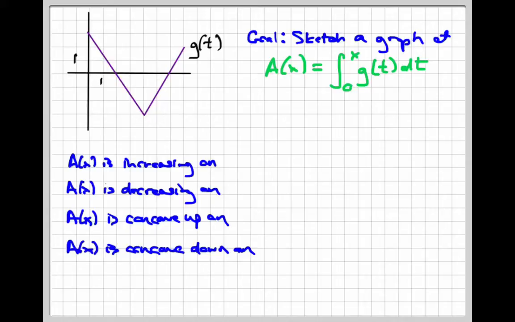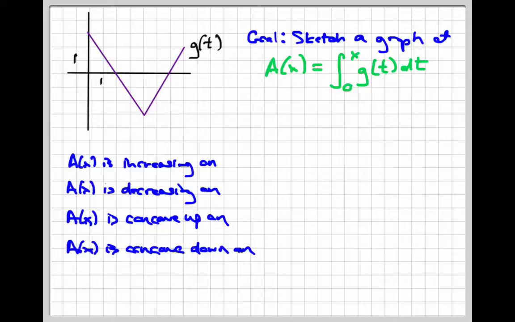The independent variable here is t, and let's assume that the grid that you see underneath this graph is 1 by 1, one unit on a side of each of the squares that you see. So these are 1-to-1 ratios here. We're going to define A of x to equal the integral from 0 to x of g of t dt.